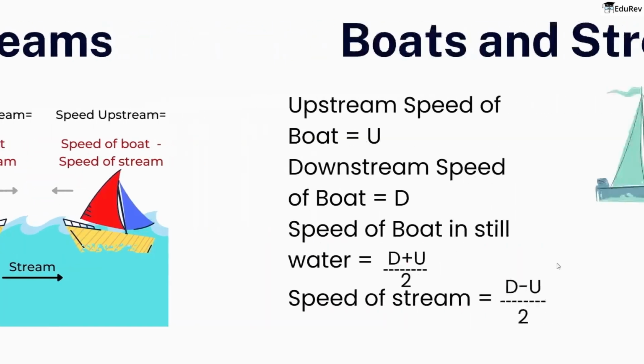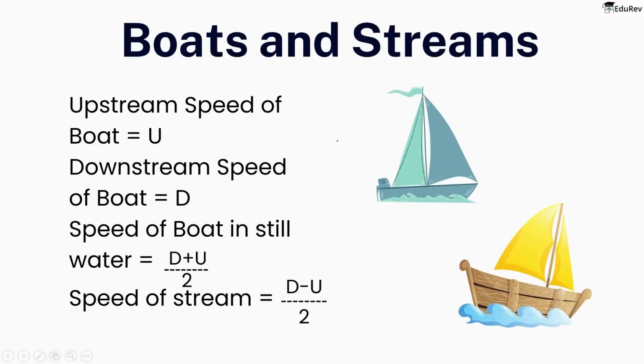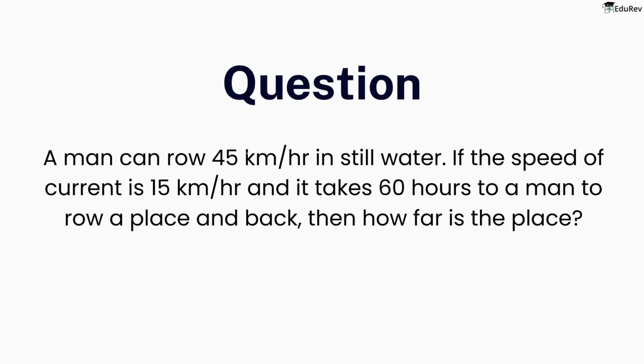If the upstream speed of boat is u and downstream speed of boat is d, then the speed of boat in still water can be written as (d plus u) by 2 and speed of stream can be written as (d minus u) by 2. It is to be noted that downstream speed of boat d will always be greater than upstream speed of boat u. Let's solve some question on boats and streams.